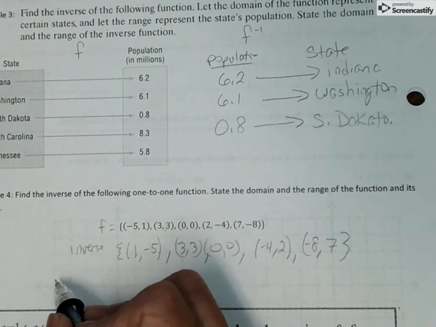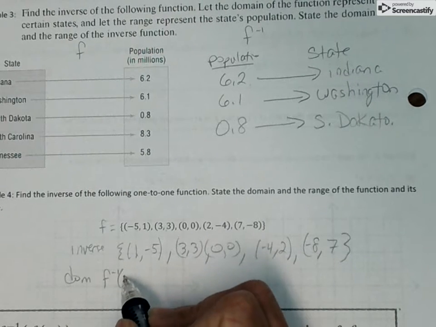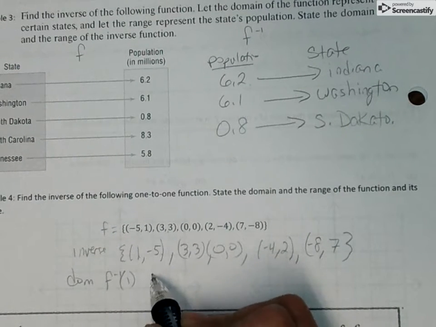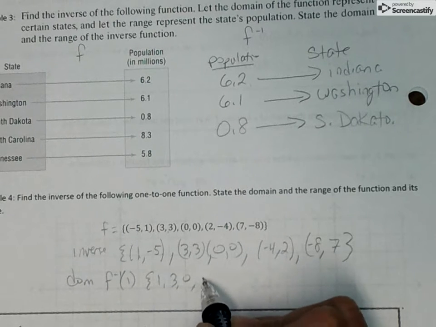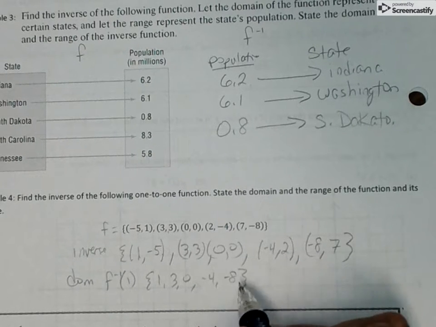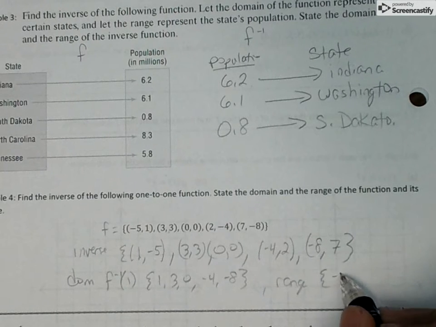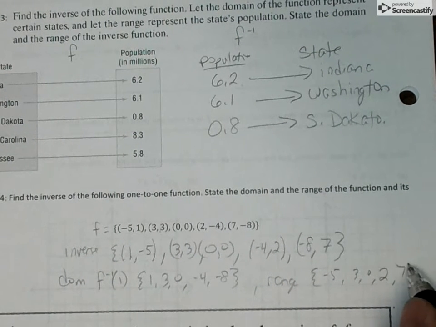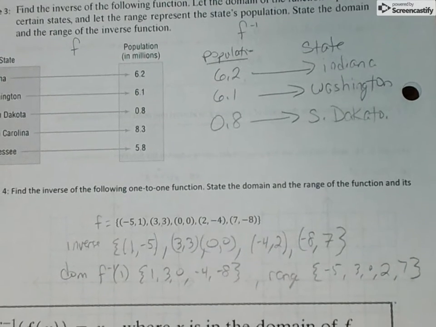The domain of my inverse, so this is f inverse, is as follows. The domain for my inverse function is the set of all the input values. So 1, 3, 0, -4, and -8. The range of the inverse was all the y values here. So -5, 3, 0, 2, and 7. And notice that the range of my inverse is the same thing as the domain of the original function, and vice versa. That's all this is saying.